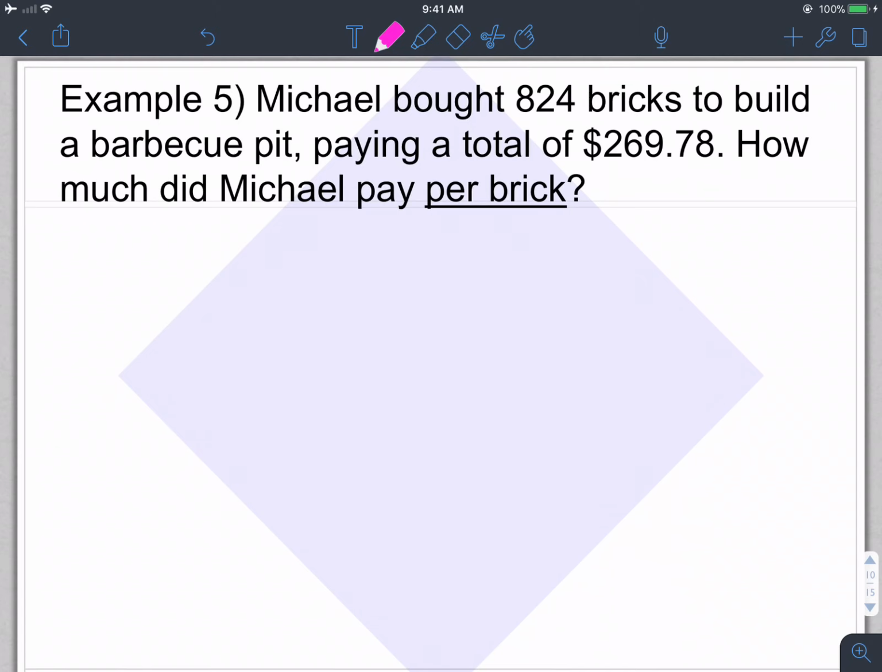So multiply. Michael bought 824 bricks to build a barbecue pit, paying a total of $269.78. How much did Michael pay per brick? All right, think about it on your own for about a minute.